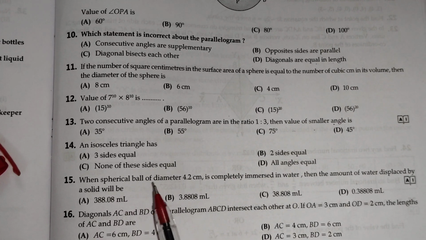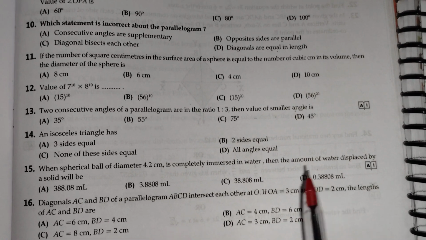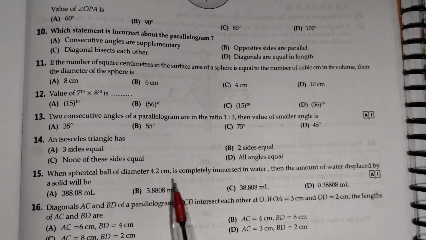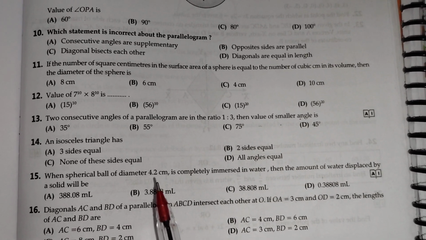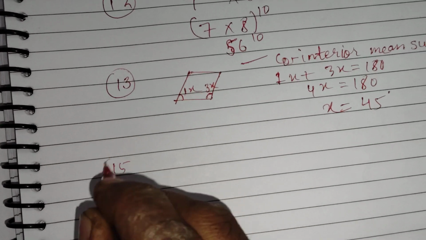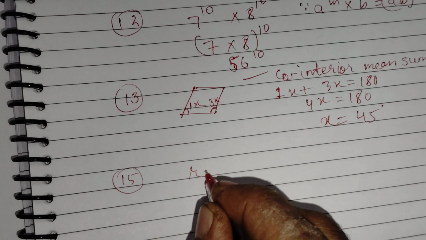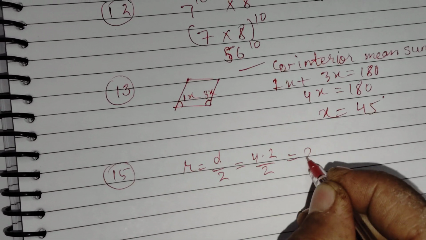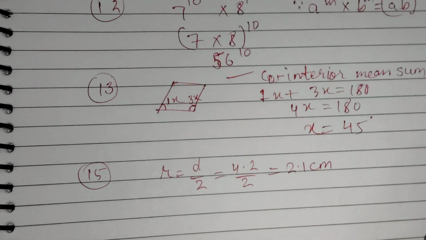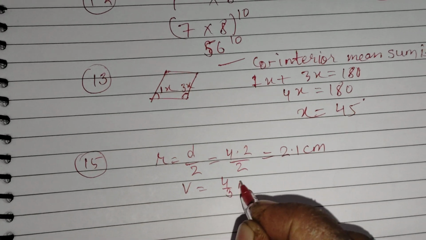15th question: when a spherical ball of diameter 4.2 centimeter is completely immersed in water, then the amount of water displaced by the solid, it means here we find the volume, because amount of water displaced is nothing but volume. So diameter here is given 4.2. So radius is diameter upon 2. So 4.2 upon 2 gives us 2.1 centimeter. This is the radius, and volume is 4 upon 3 pi r cube.